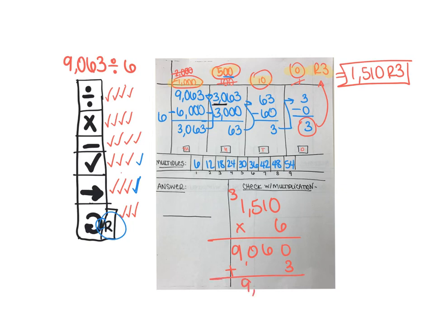And I want to make sure that my answer is what I started with. So when I started, I had 9,063. That's what I have now when I'm checking with the opposite operation. So this means that my original answer is correct. So now I'm going to go ahead and write my answer here in the answer blank. So I'm going to put 1,510 with a remainder of 3.